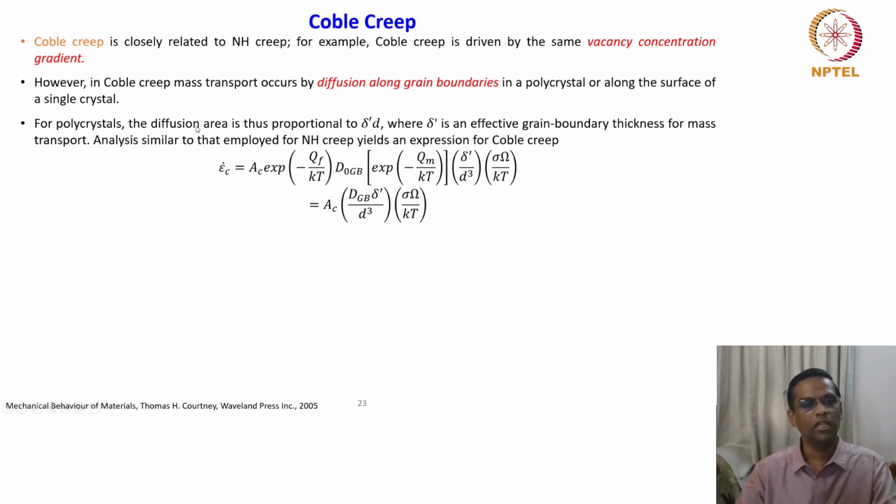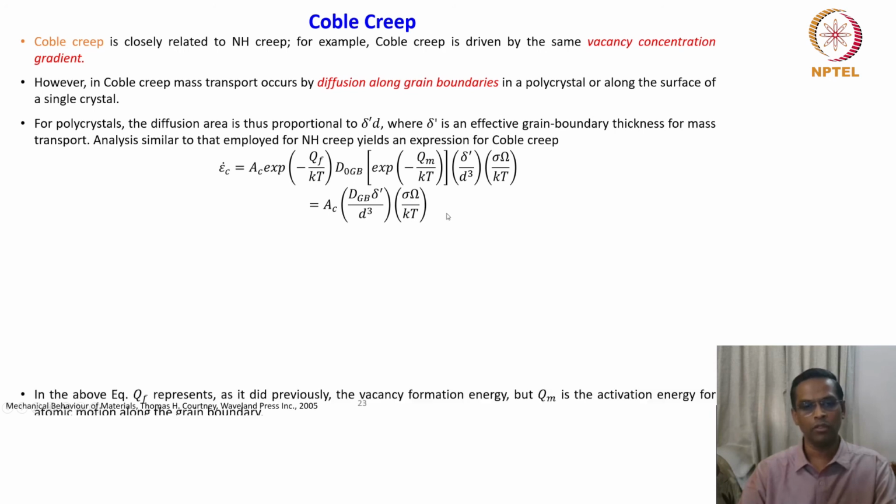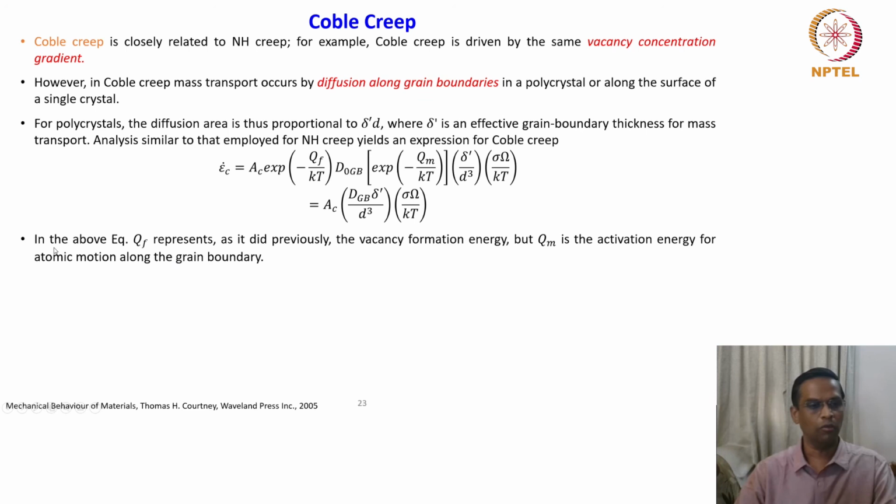For a polycrystal, the diffusion area is thus proportional to delta prime times d, where delta prime is an effective grain boundary thickness for mass transport. Analysis similar to that employed in Nabarro-Herring creep yields an expression for Coble creep in this form: epsilon dot C, where C stands for Coble, equals A_C D_GB delta prime by d cubed, into sigma omega by kT. So what is the primary difference here? We will see one by one.